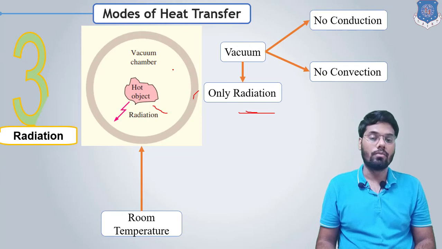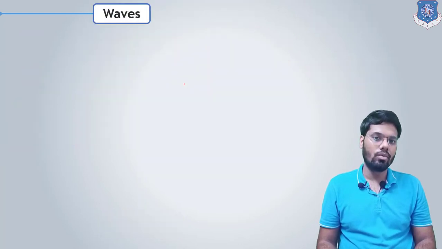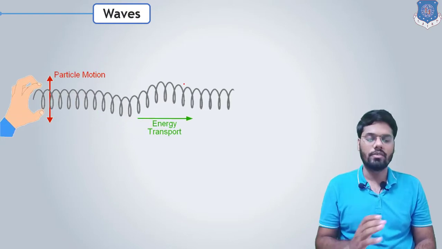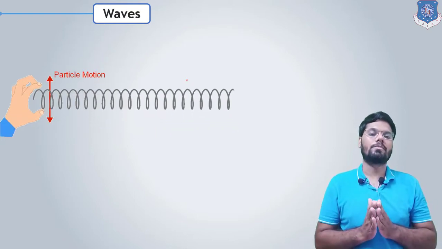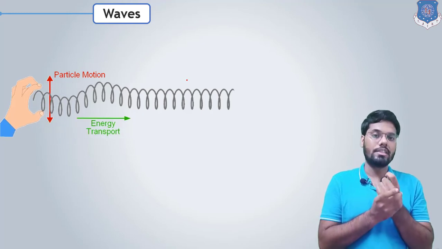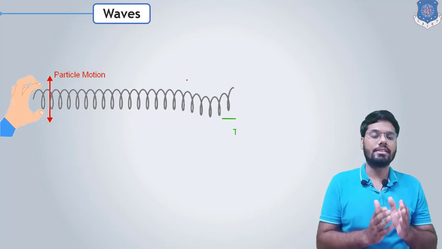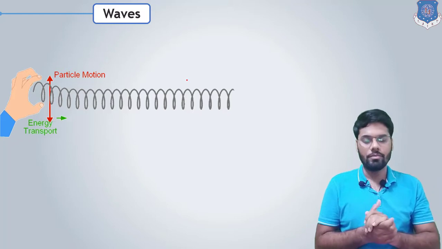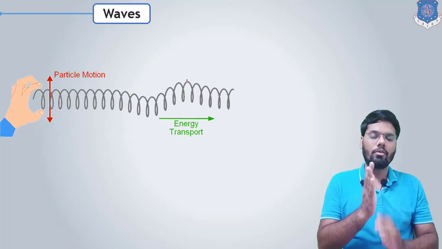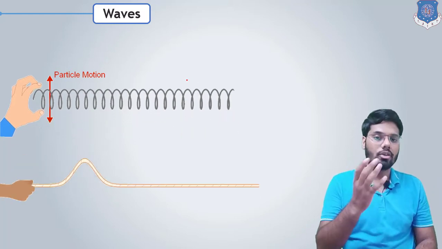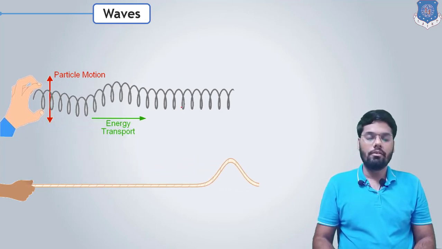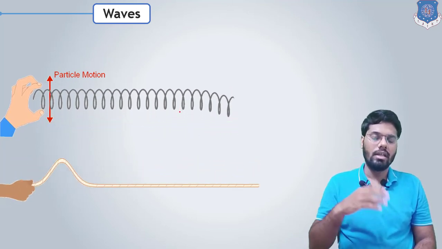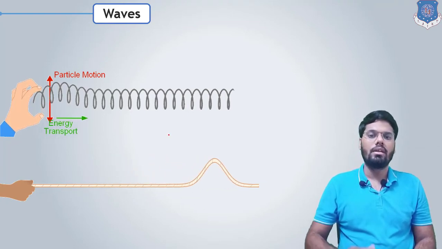But the question is, what is happening between these two that is responsible for the heat transfer? To understand this, first we need to understand the wave. What is a wave? For radiation heat transfer, the thing responsible is the electromagnetic wave. And to understand the electromagnetic wave, first we need to understand what a wave is. In our previous semesters, and in 11th and 12th standard physics, we have already learned what a wave is.